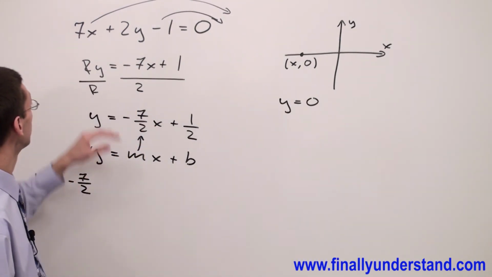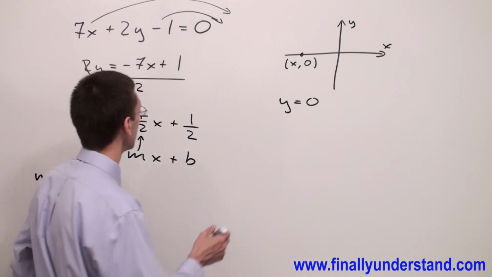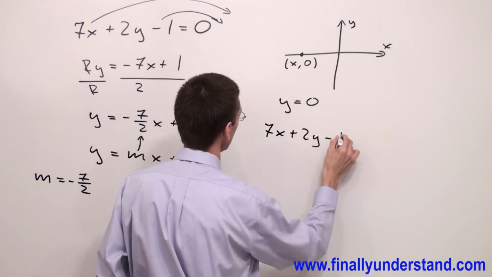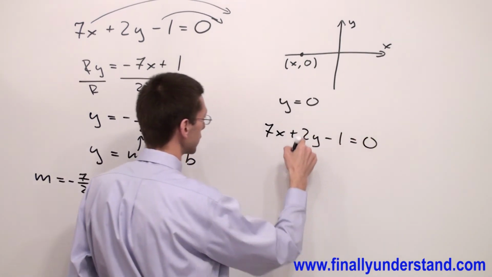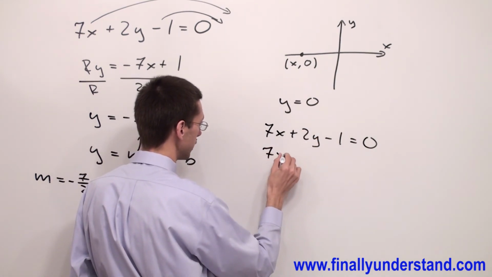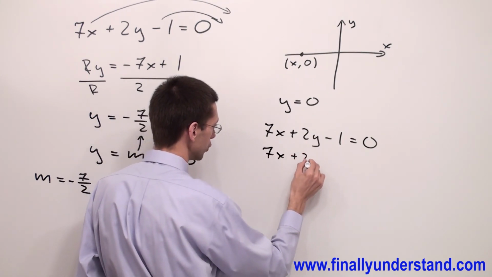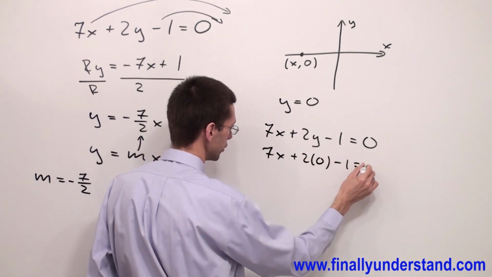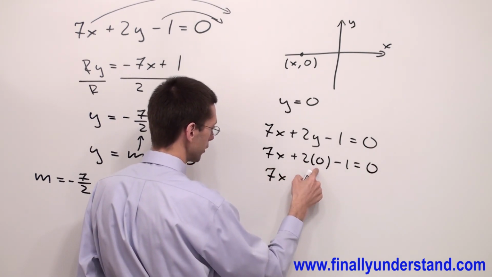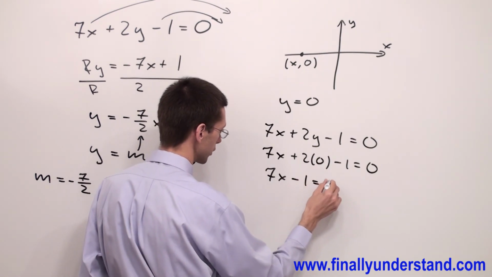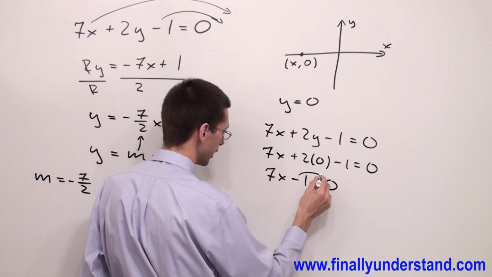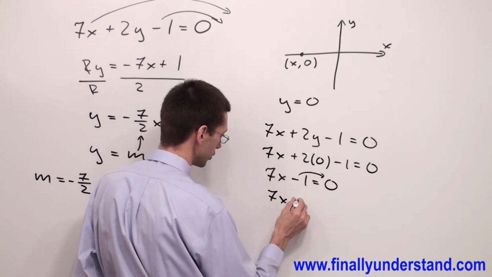We are going to take, for example, the general form. So I have 7x plus 2y minus 1 is equal to 0. We said that y is equal to 0. That's why I'm going to have 7x plus 2 times 0 minus 1 is equal to 0. So I have 7x, 2 times 0 is equal to 0, minus 1 is equal to 0. We have to solve this equation for x. So move -1 to the right side, and we're going to have 7x is equal to 1.